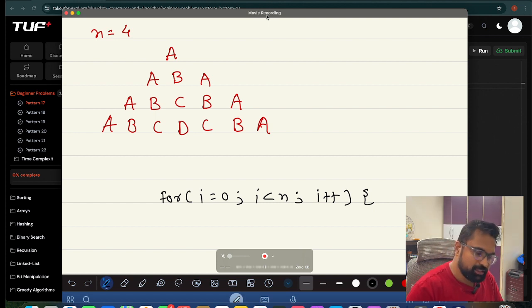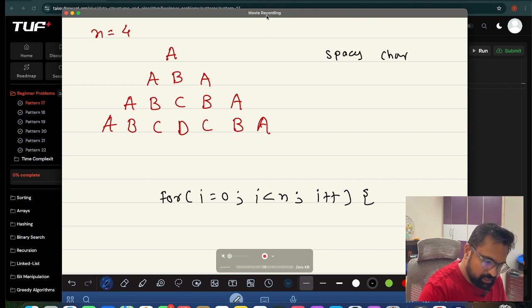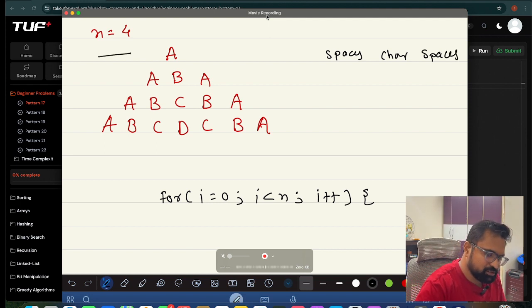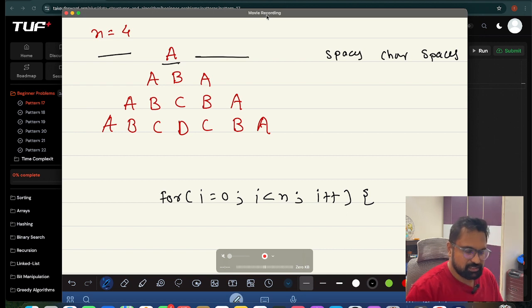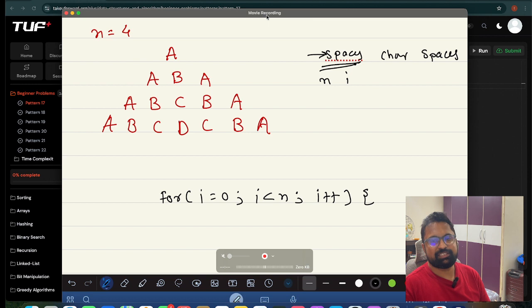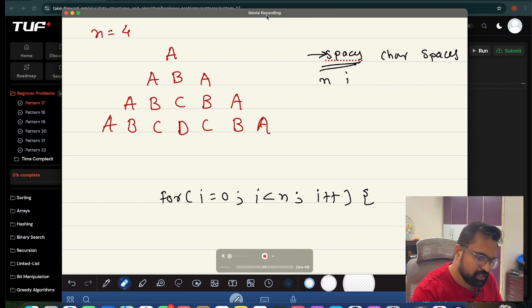Then the next step, we try to identify some pattern here. So in this example, what is the pattern? It is spaces, characters, then again spaces. This is something we can identify because there is space, then characters, then again space. Okay, so that is defined. Next, we try to identify the spaces logic with respect to n and i. These are the two variables that we have in our hand.